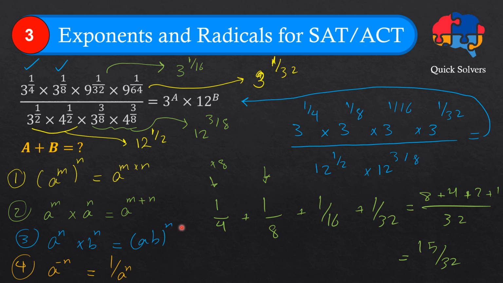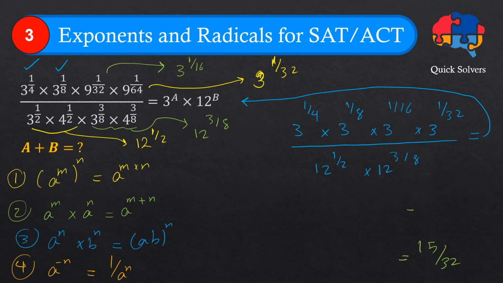What does that mean? That means I can replace the whole expression here by this, and then replace this by 3 to the power of 15 over 32. So let me get rid of this. 15 over 32, so I'll keep that in mind. So the whole expression here, I can write it as 3 to the power of 15 over 32. All right. And then for the denominator, we have 12 to the power of 1 over 2 times 12 to the power of 3 over 8.